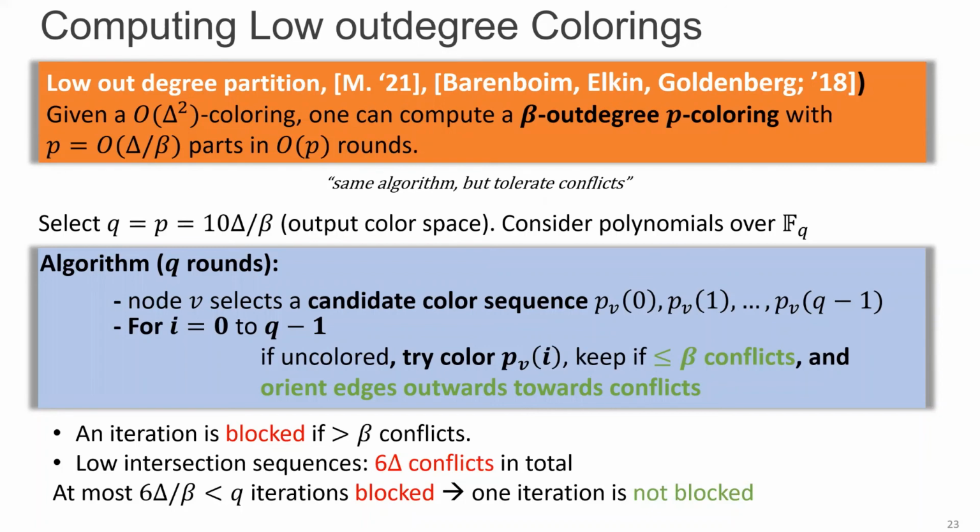And now you can see that you can choose these parameters smaller here, because now you're only blocked in an iteration if there are more than beta conflicts. Again, you have 6 times delta conflicts in total over these sequences, with the same reasoning as before. So you're at most blocked for 6 times delta over beta iterations. And now if this parameter is chosen larger, then you have an iteration in which you're not blocked and you get the color. It's a very simple algorithm to compute these out degree colorings.